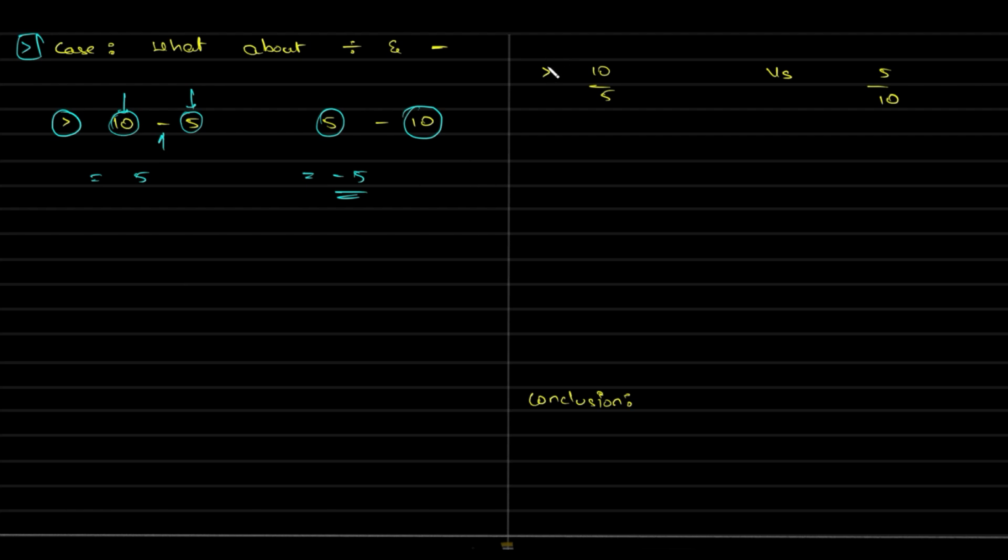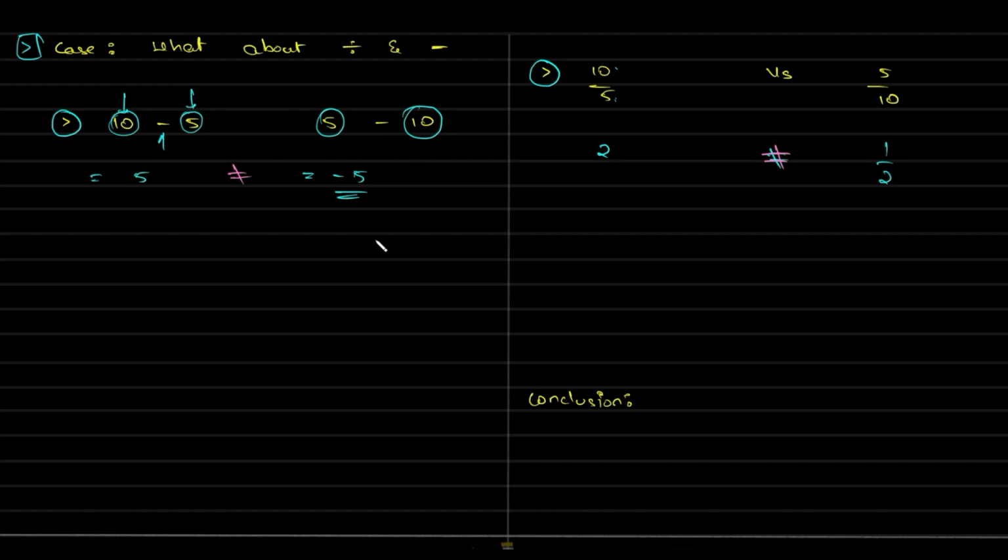So commutative law does not hold good even for division. Here it's quite simple. 10 and 5 are the numbers. 10 divided by 5 is 2, while 5 divided by 10 is 1 by 2. So they are not the same. So clearly we can see the subtraction operation between any two numbers won't result in the same answer. Similarly, division between any two different numbers will not result in the same answer.